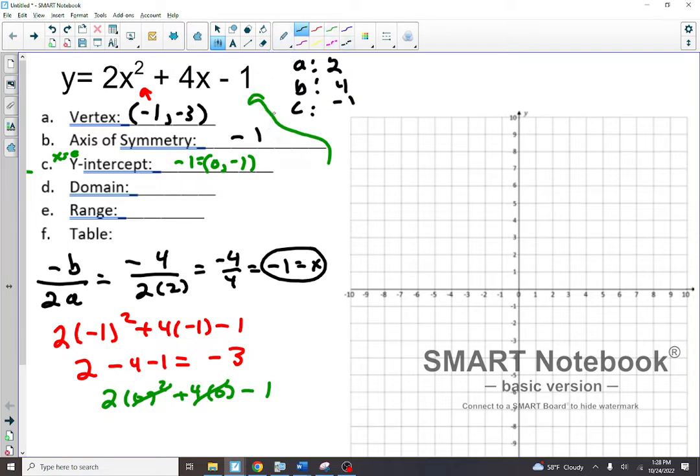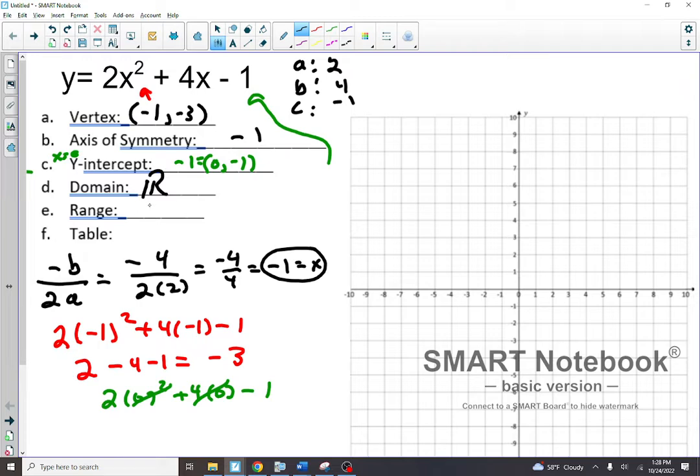You have a calculator for the whole test, so you could use the calculator for this test. The domain is going to be all real numbers. All real numbers. It always is going to be all real numbers for this test. For different equations, we'll have different domains, but for the parabola, it is always all real numbers.